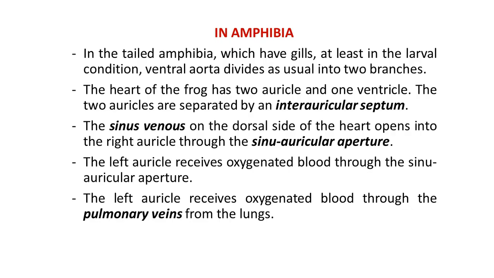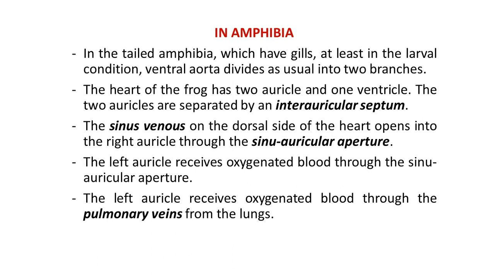Then in amphibians, the second group of the vertebrates. In the tailed amphibia, which have gills at least in the larval condition, the ventral aorta divides as usual into two branches. The sinus venosus on the dorsal side of the heart opens into the right auricle through the sino-auricular aperture.